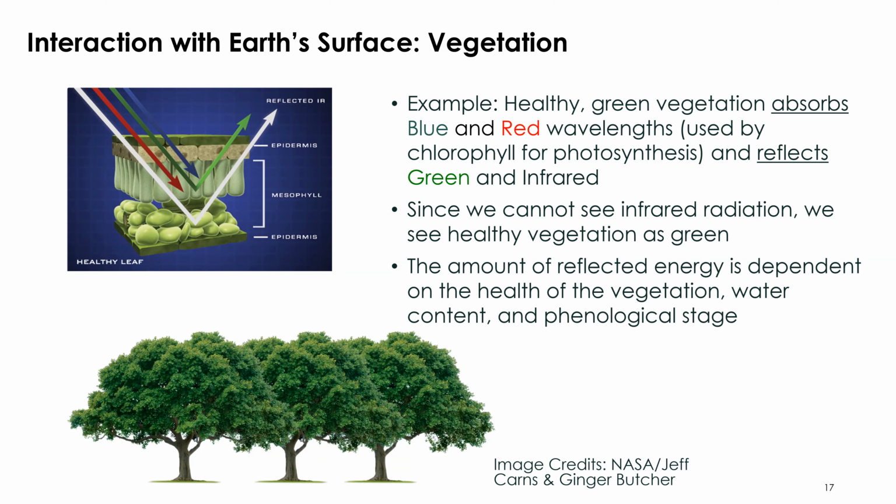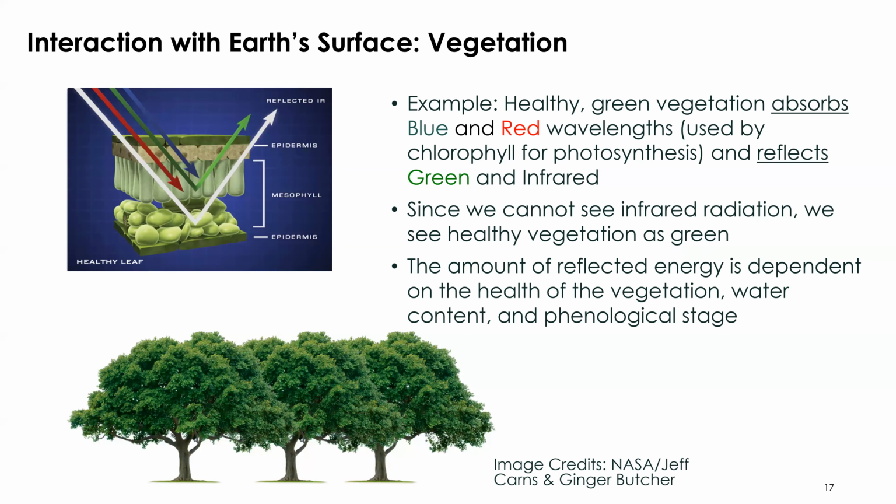And vegetation is actually one of the easiest things to detect with satellite imagery because it has a very, very distinct characteristic. What vegetation does is absorb blue and red wavelengths, and that energy is used by chlorophyll for photosynthesis, but it reflects green and infrared. That's why we see healthy vegetation as green: it's reflecting that energy.